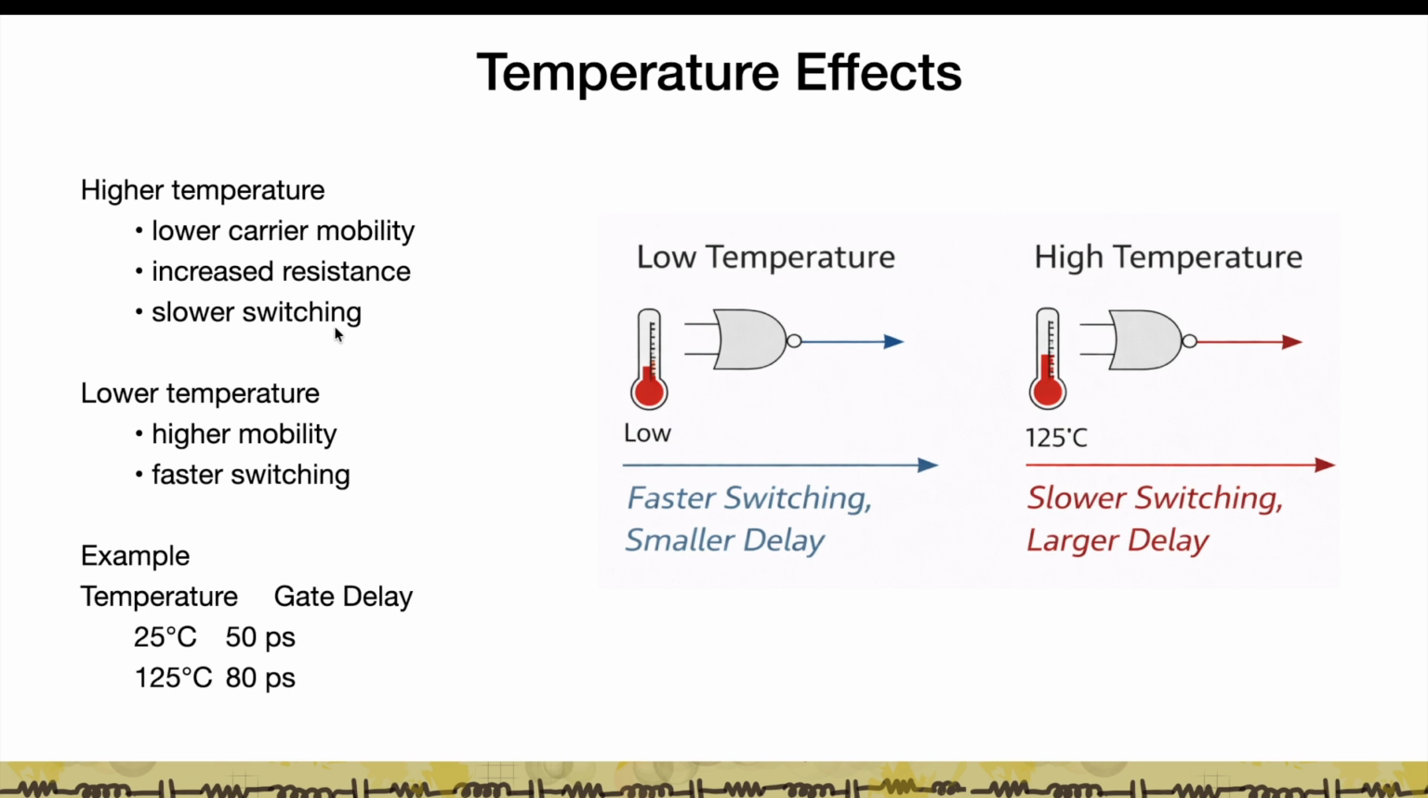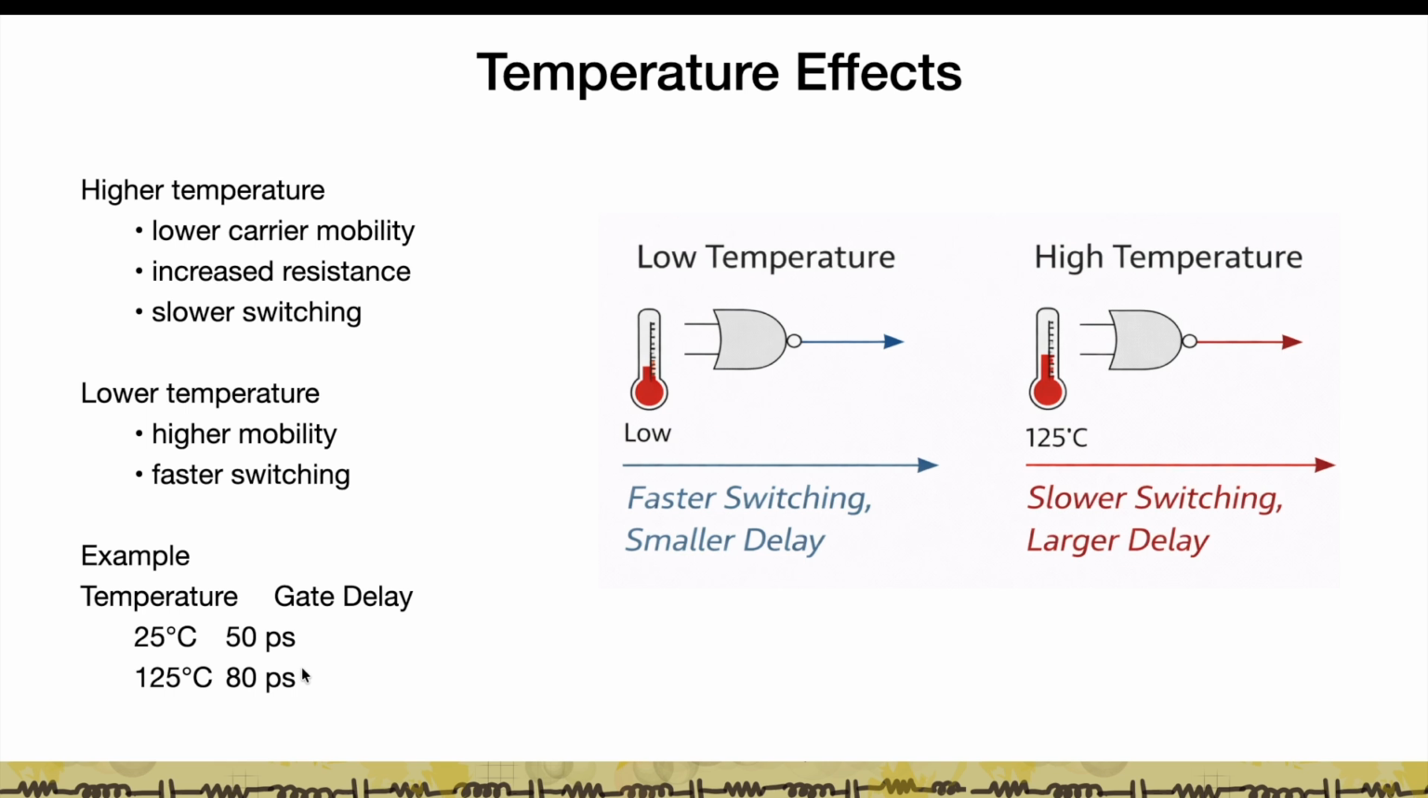At lower temperatures, the opposite happens. Mobility increases, transistors get stronger, switching gets faster. The same gate at 25 degrees centigrade takes 50 picoseconds. At 125 degrees centigrade, that rises to 80 picoseconds, a 60% increase purely from temperature.